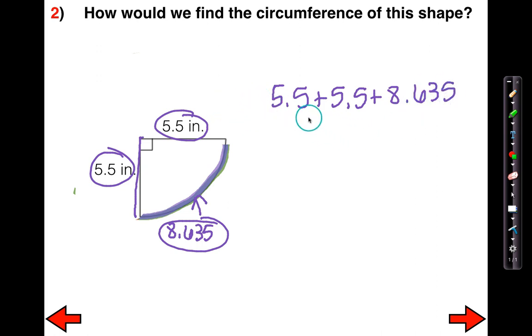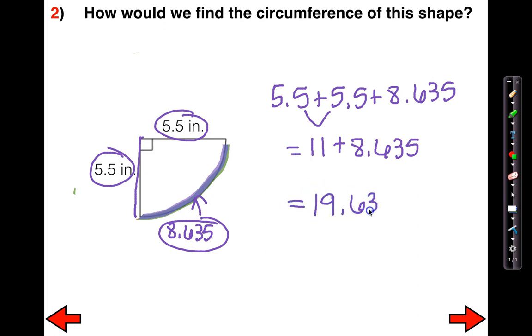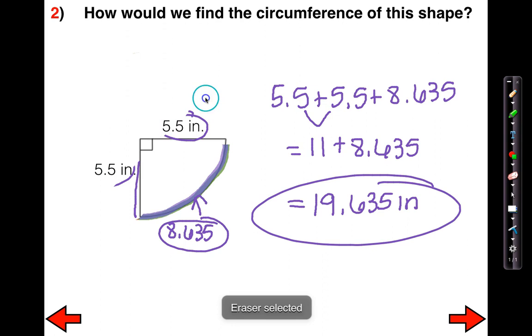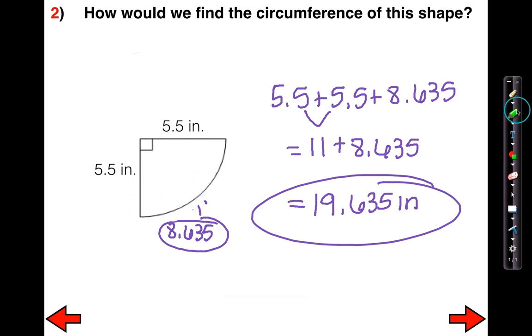So one thing to remember is we already figured out what 5.5 plus 5.5 is. We did that to figure out the diameter. It was 11. What is 11 plus 8.635? Hopefully you can do that in your head. It's basically 19.635 inches. So that would be the circumference of this shape. So what did we do exactly? We basically found the distance around this entire bookshelf.